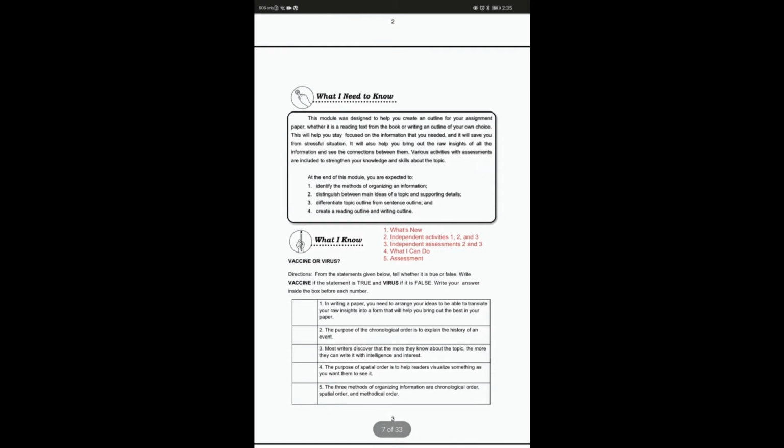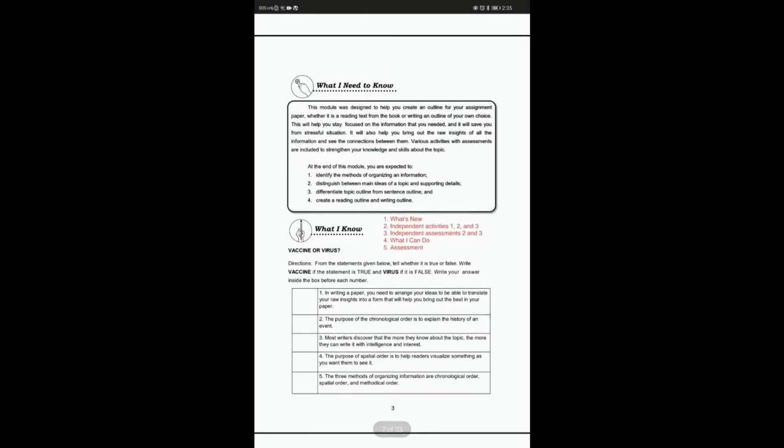So what I need to know. This module was designed to help you create an outline for your assignment paper, whether it is a reading text from the book or writing an outline of your own choice. This will help you stay focused on the information that you need, and it will save you from stressful situations. It will also help you bring out the raw insights of all the information and see the connections between them. Various activities with assessments are included to strengthen your knowledge and skills about the topic.